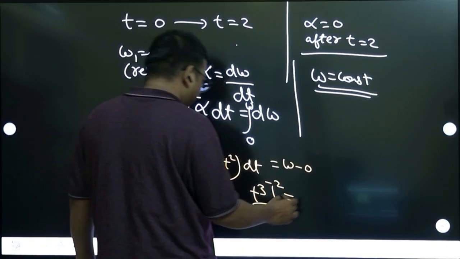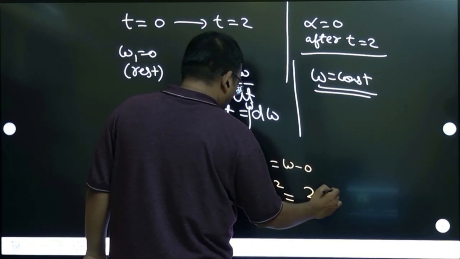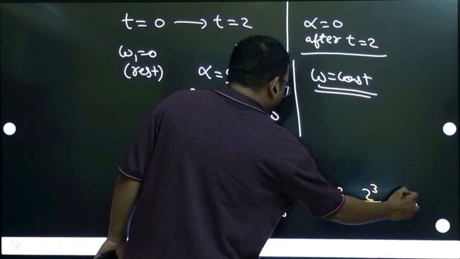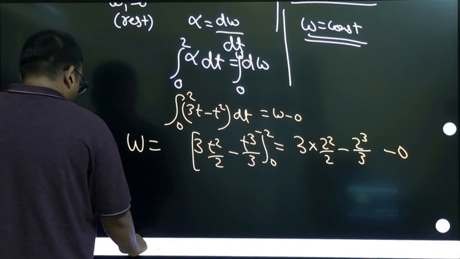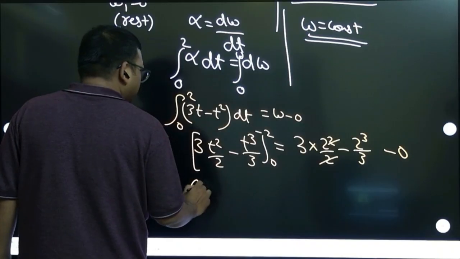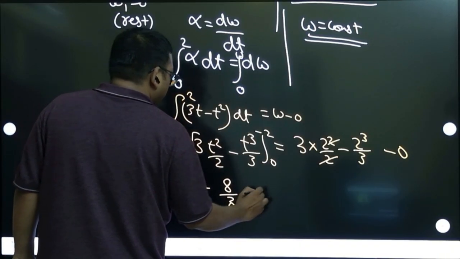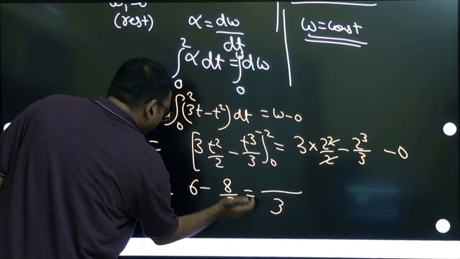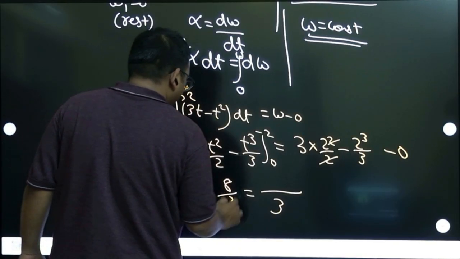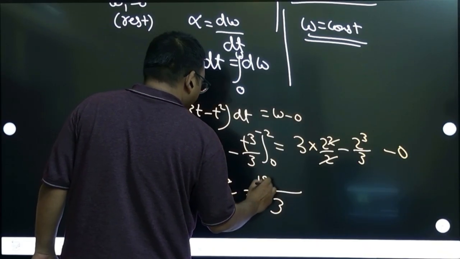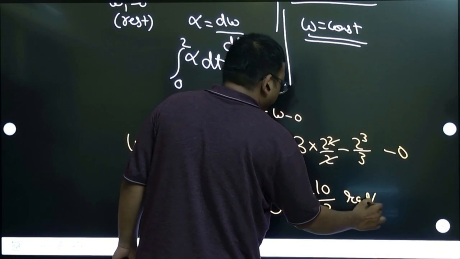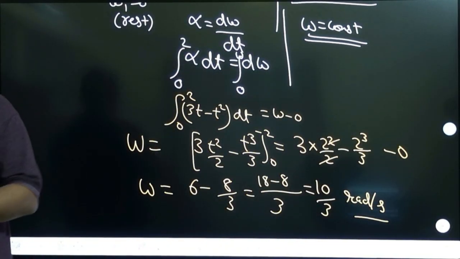So do that integration. So 3 into upper limit you put 2 square by 2 minus 2 cube by 3. Lower limit is 0, so leave it. Calculate this omega. So here the 2s got cancelled. So 3 into 2 is 6, minus 8 by 3. So solve this. The LCM you take as 3, right? So 6 into 3 is 18, 18 minus 8 by 3, that is 10 by 3. That is the answer, radian per second. And that remains constant after 2 seconds. So that's the value of that.